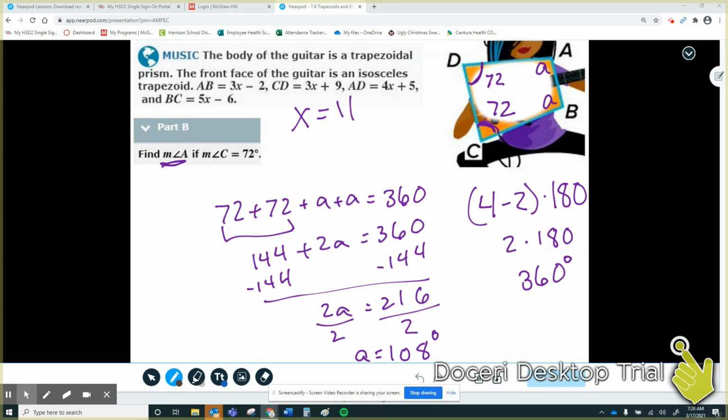Make sure I did my math right. Yeah, okay. Okay, so we figured out that angle A is 108 degrees. We are leveraging the fact that quadrilaterals always add up to 360 degrees on the inside.